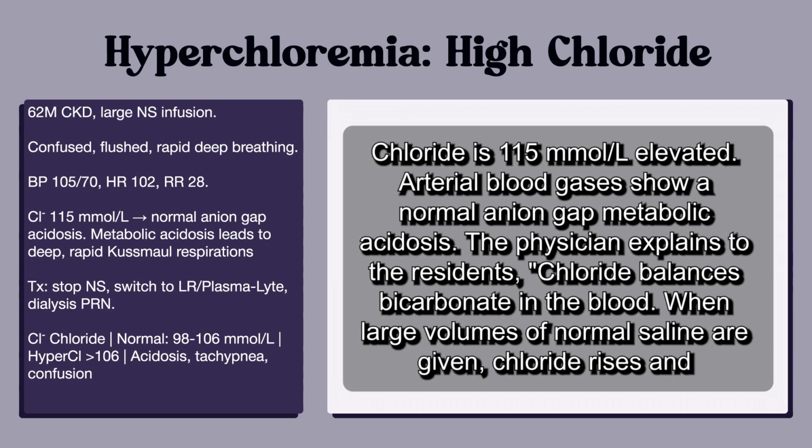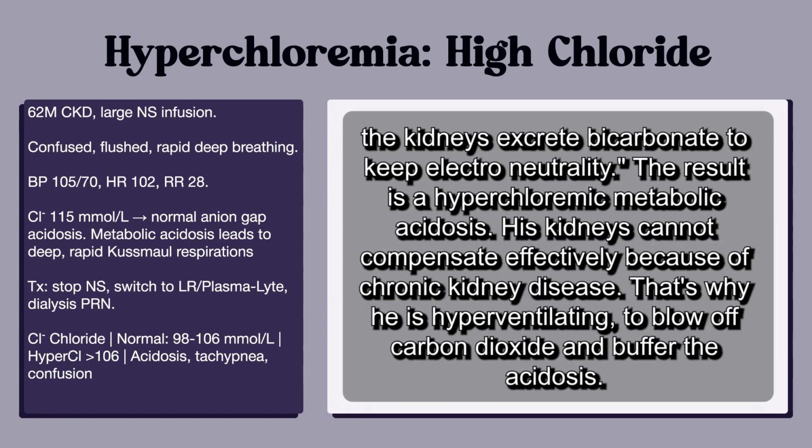The physician explains to the residents, chloride balances bicarbonate in the blood. When large volumes of normal saline are given, chloride rises and the kidneys excrete bicarbonate to keep electroneutrality. The result is a hyperchloremic metabolic acidosis. His kidneys cannot compensate effectively because of chronic kidney disease. That's why he is hyperventilating, to blow off carbon dioxide and buffer the acidosis.